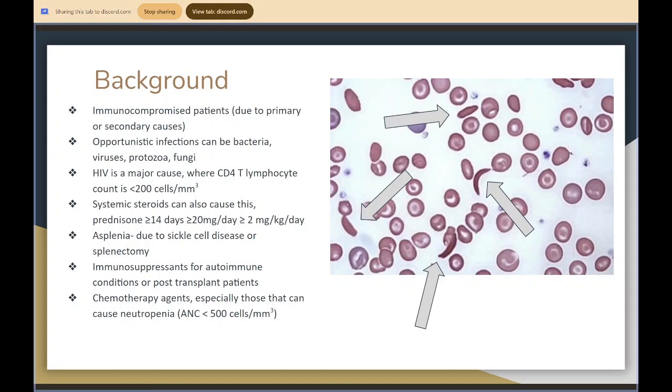Asplenia is the absence of a spleen. And on the right side, you'll see a slide. The arrows are pointing towards sickle cells, cells that are sickled. Also, in post-transplant patients or other autoimmune conditions where the patient is taking immunosuppressants, and then chemotherapy, especially those that can cause neutropenia. Neutropenia is going to be the ANC is less than 500 cells.